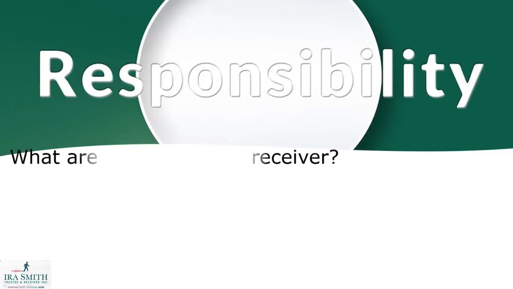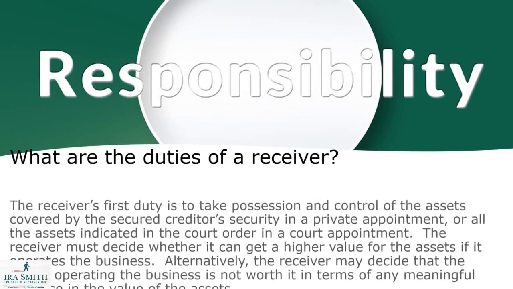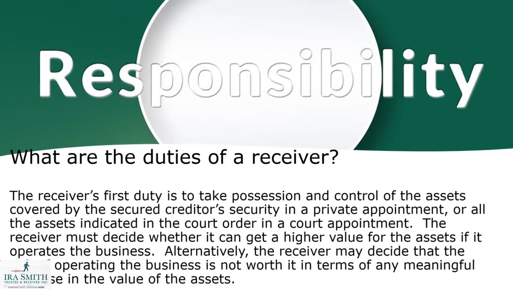The receiver's first duty is to take possession and control of the assets covered by the secured creditor's security in a private appointment, or all the assets indicated in the court order in a court appointment. The receiver must decide whether it can get a higher value of assets if it operates the business. Alternatively, the receiver may decide that the risk of operating the business is not worth it in terms of any meaningful increase in the value of the assets.